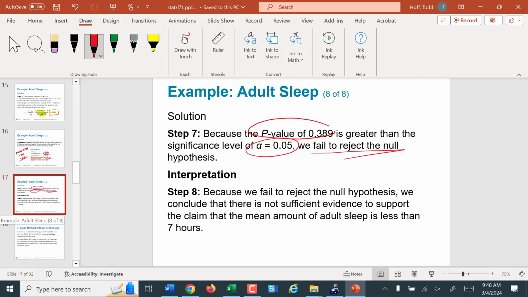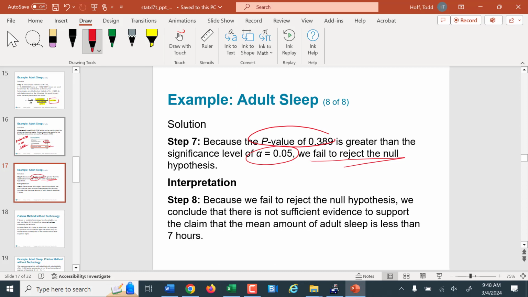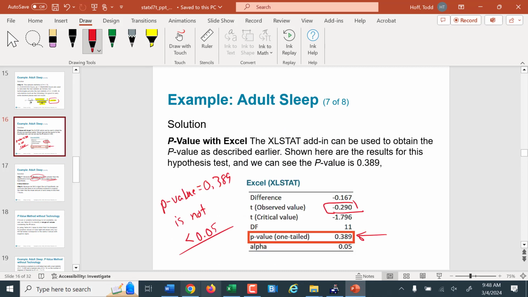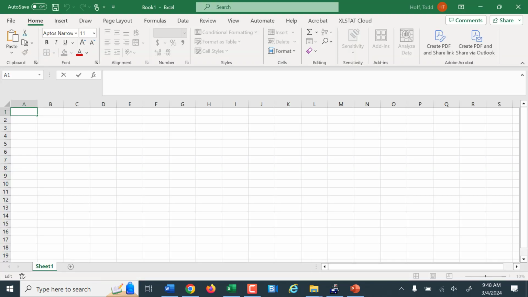Now, let's review some of this. First of all, the test stat. We calculated the test stat without technology. We had that negative 0.29. If I wanted to find the p-value for that, the alternative is less than, so we're finding the probability that t is less than negative 0.29. And this is for 11 degrees of freedom. Now remember, our sample size is 12, so degrees of freedom is 11.